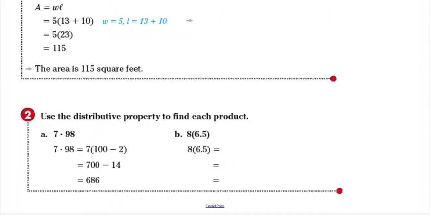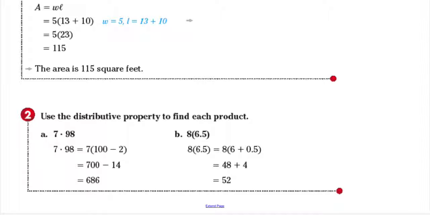In the same manner, you can do that with 8 times 6.5. 8 times 6.5 becomes 8 times 6 plus 0.5. Using the distributive property, this becomes 48 plus 4. 8 times 6 is 48. 8 times 0.5 is 4. Simply add the 2 and you end up with 52. And that's how you use the distributive property.